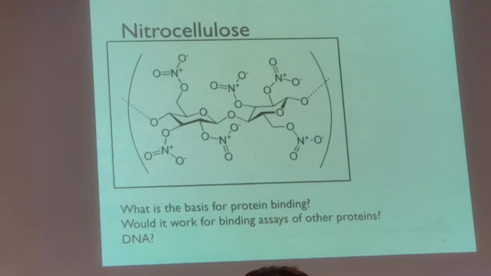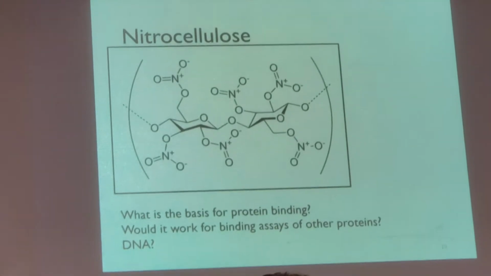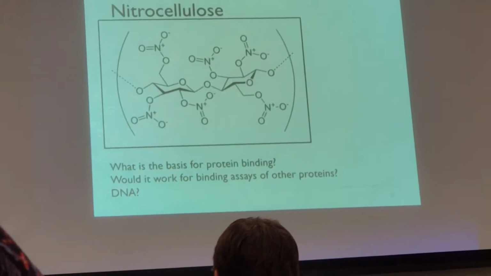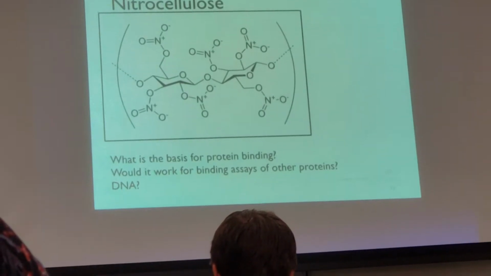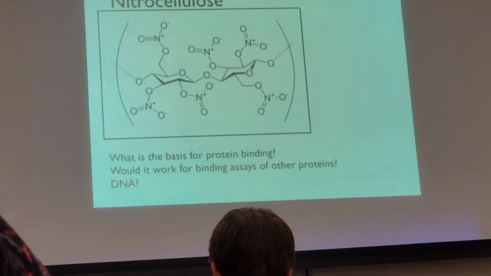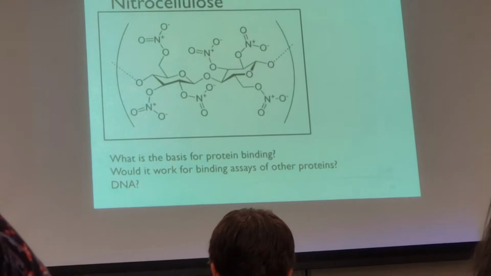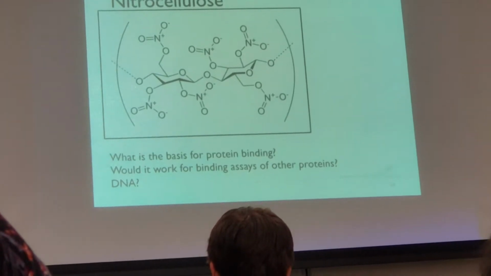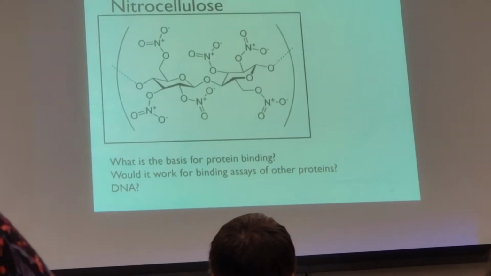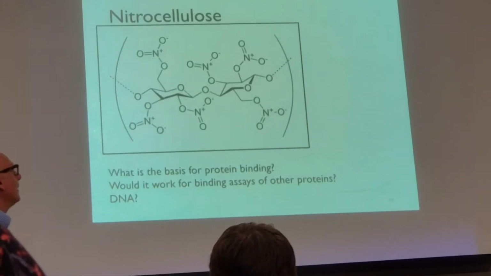So nitrocellulose, at least the unit of the polymer, looks something like this. All right, so why would this be good for binding proteins? Let's look at the charge properties. You see charges on nitrocellulose? I see a lot of charges on nitrocellulose. So would it be good for binding to the exterior of proteins? Probably, right? Lots of polar groups on a protein would be really good.